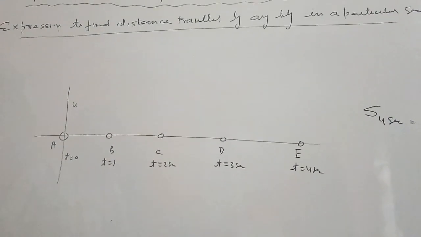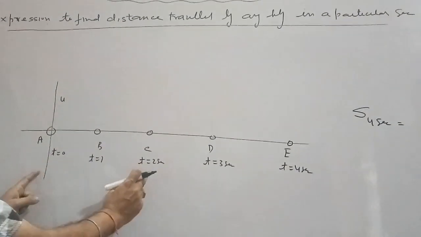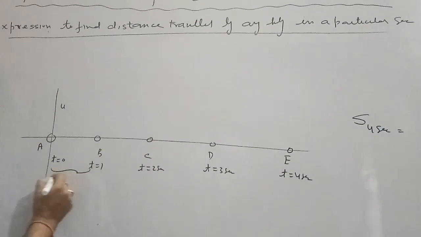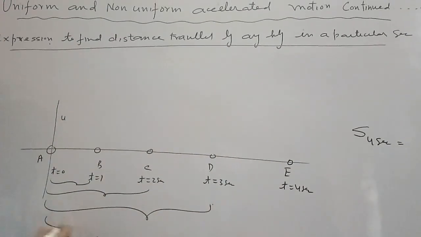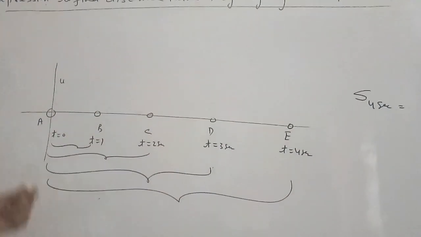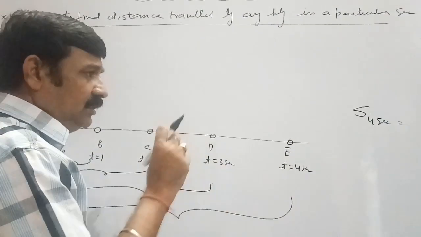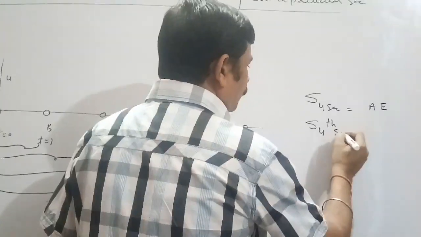Now, if this is the distance travelled by the body in 1 second, this is the distance travelled by the body in 2 seconds, this is the distance travelled by the body in 3 seconds, and this one is the distance travelled by the body in 4 seconds. So if one is going to ask how much distance is travelled by the body in the 4th second, not 4 seconds.